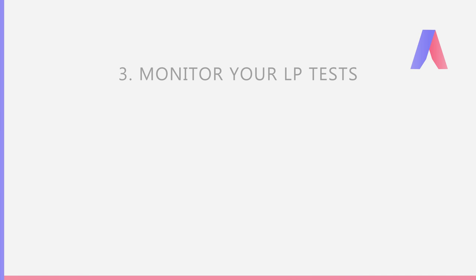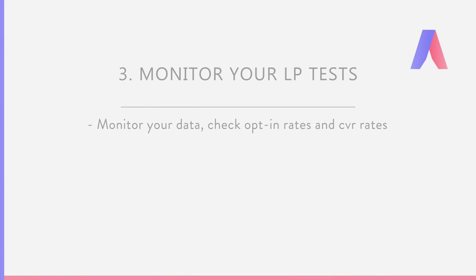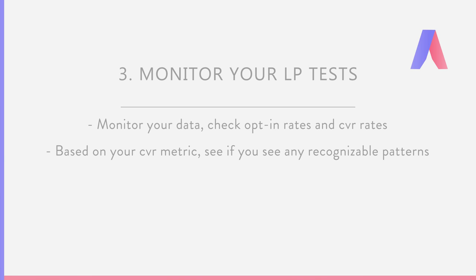So monitor your landing page test, okay? Check your data, monitor it, check the opt-in rates, check conversion rates. You should be testing every step of your funnel all the way through. Okay, and then what you're going to do is you're going to identify, based on your conversion metric, some patterns like, oh wow, this page seems to be getting a better opt-in, but it's not converting as well. Oh, wait a minute, this page is converting like mad, but our opt-in is down.